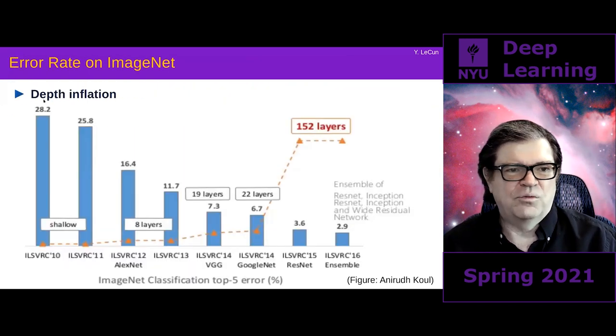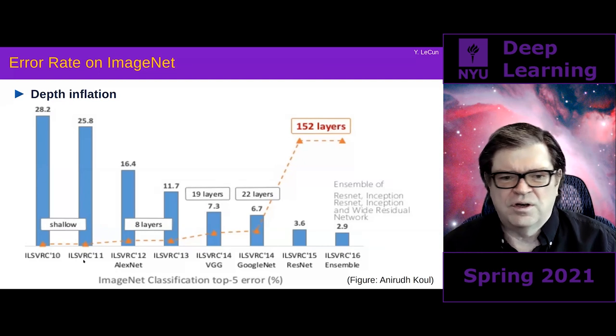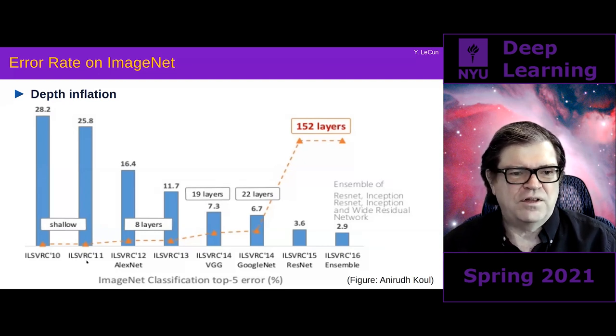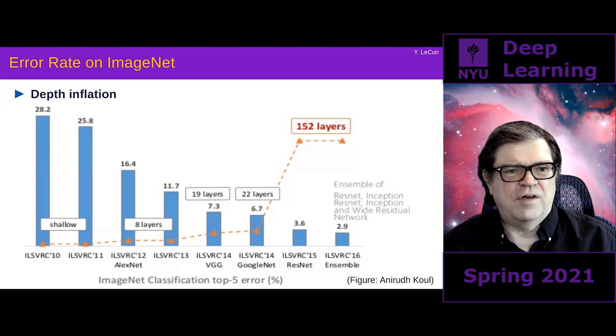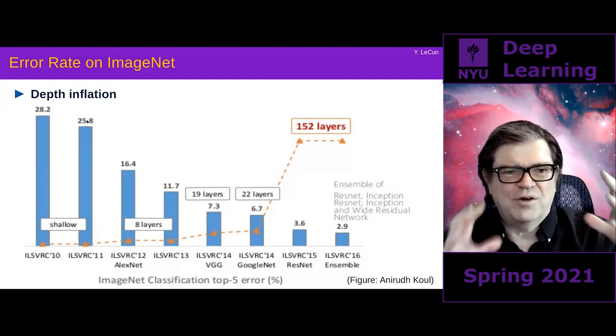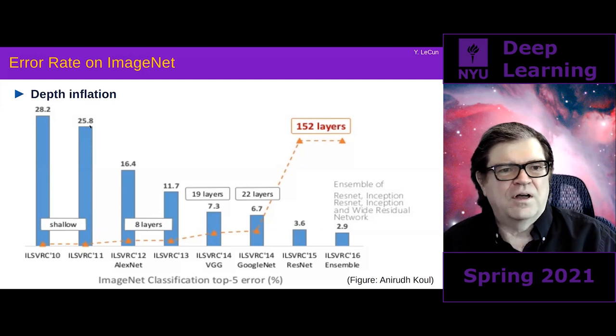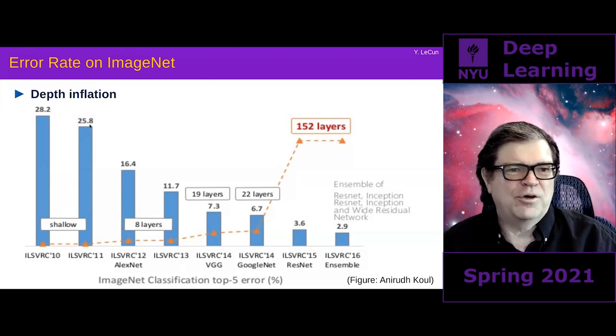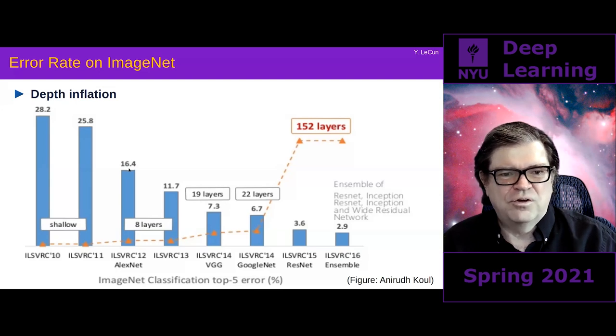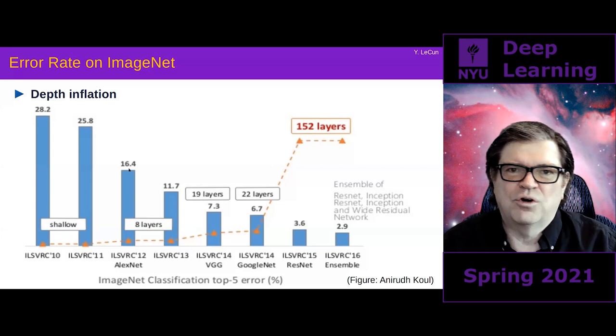What you see here is the top five error rate on this ImageNet dataset. In 2010, 2011, people used more classical approaches where a lot of the things were handcrafted. The architecture looked a bit like a convolutional net, but it was basically handcrafted, not trained with backprop. The best people could get was 25.8% error. AlexNet in 2012 got this down to 16%. And that was a watershed moment.